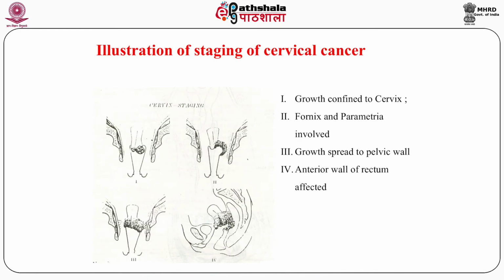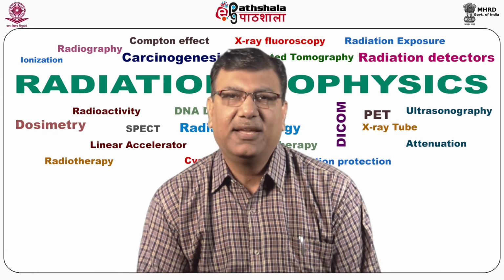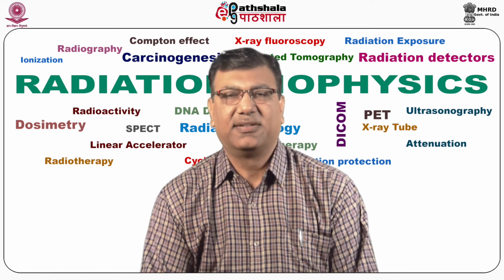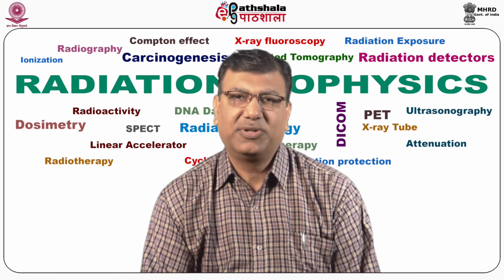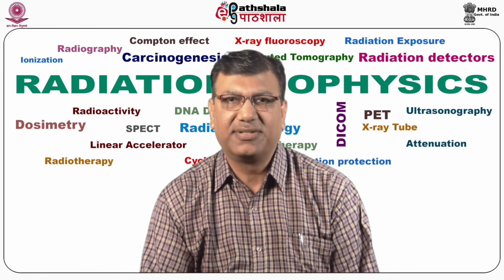This again shows the different stages of cervix cancer. Growth is confined to the cervix in the first case. Second case, growth is in the fornix and parametria are involved. Third stage, growth has spread to pelvic walls. And fourth stage, where the anterior wall of the rectum is affected. If we see the different stages of CA cervix, we'll find that most of the time growth extension is in the lateral direction.